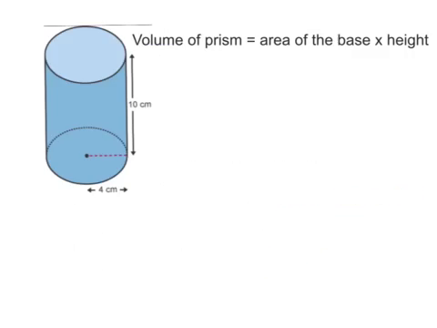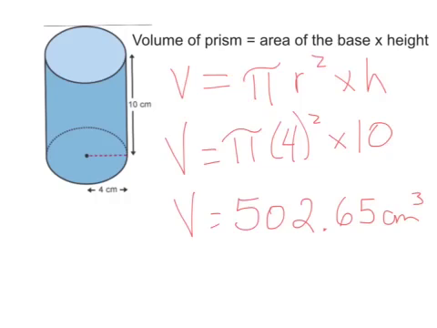Moving now to the cylinder, again we're going to look at the area of the base times the height. But this time our base is a circle. And so our formula will change slightly to volume equals area of a circle, which is pi r squared, and that's going to be multiplied by the height. So here we have the volume equals pi times the radius squared, which is 16, times the height of 10, for a total volume of 502.65, again, centimeters cubed.